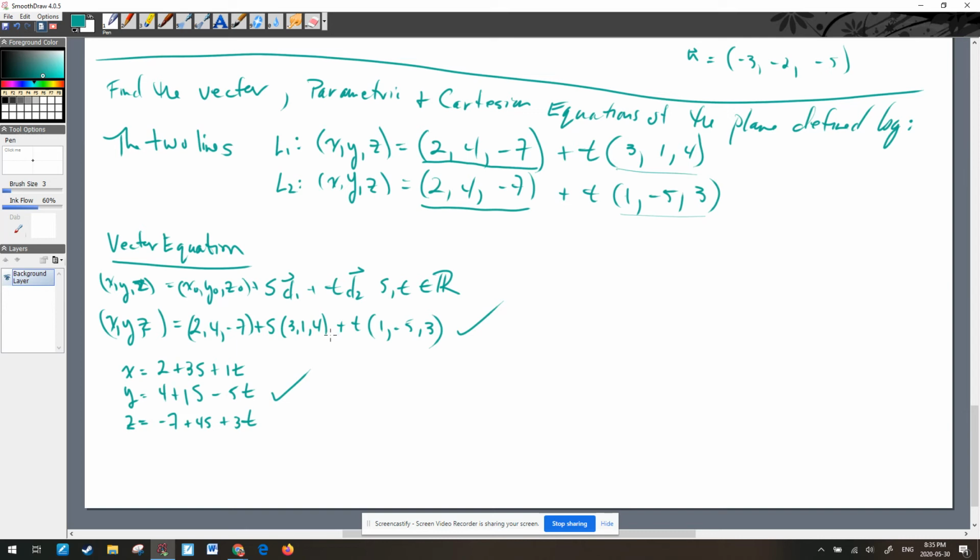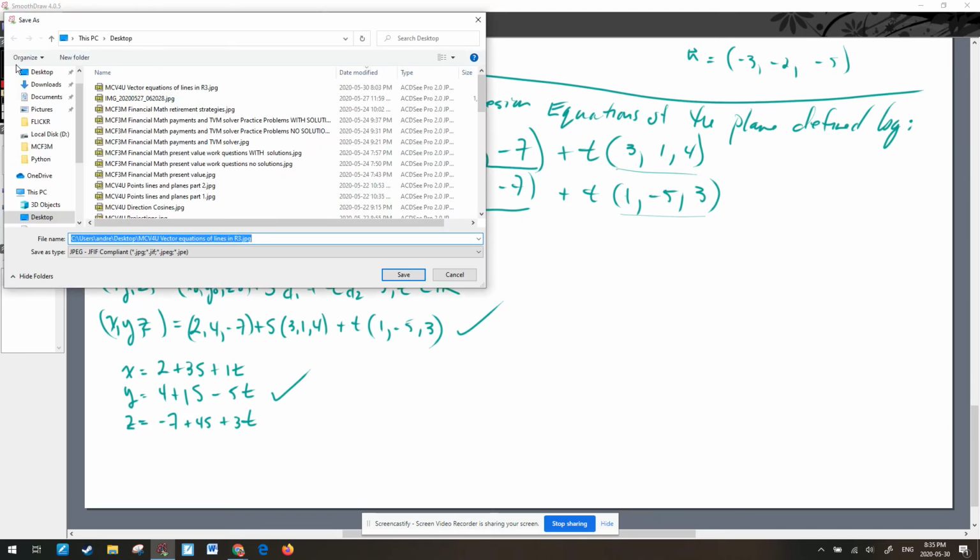Easy peasy. Now, the normal form, or the Cartesian form, excuse me. It's a little bit more challenging. So if we think, I want more space, so I'm going to save this one. So forgive me, guys, for taking a bit of time. So file, save as, and we're going to call this vector equation of planes.